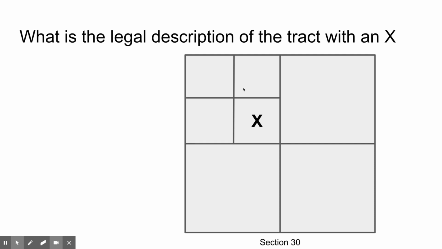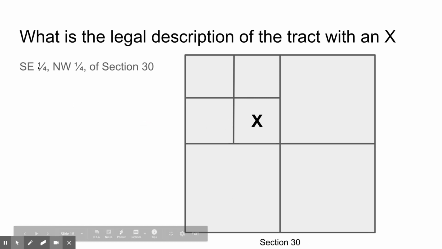Okay, so what's the legal description in this one? All right, so if we start big, it's either north or south. Well, it's the north half. Then is it east or west? Well, it's the west, so it's northwest 1/4. And then inside of here, we look, is it north or south? It's the south. And then is it east or west? It's east, so it's the southeast 1/4 of the northwest 1/4 of section 30. That's this right here.